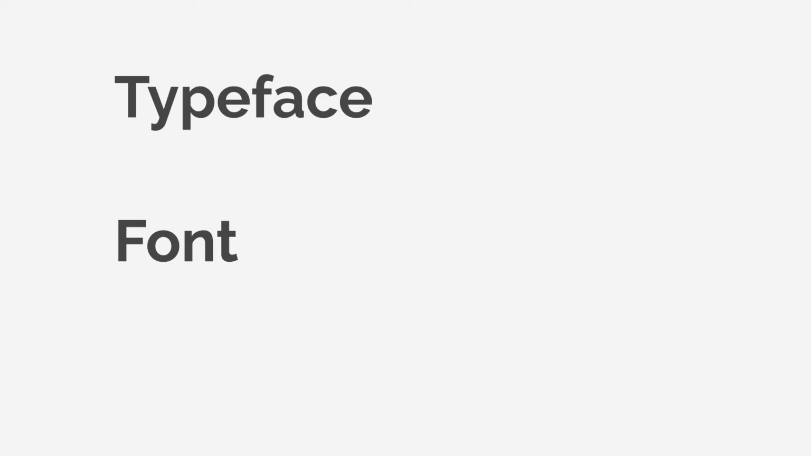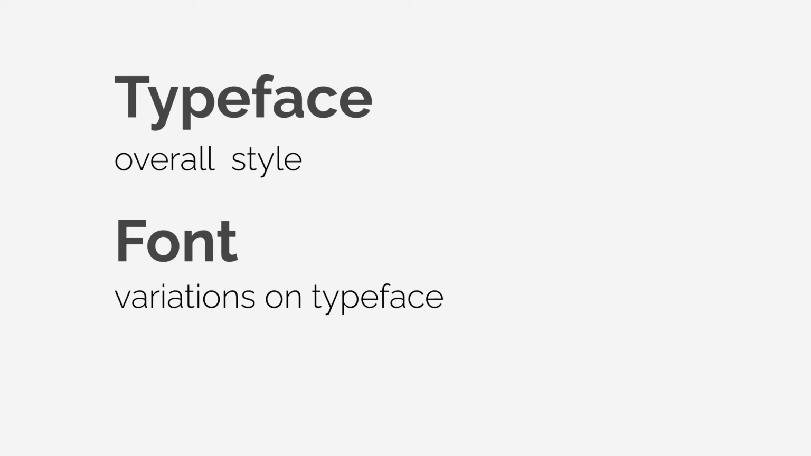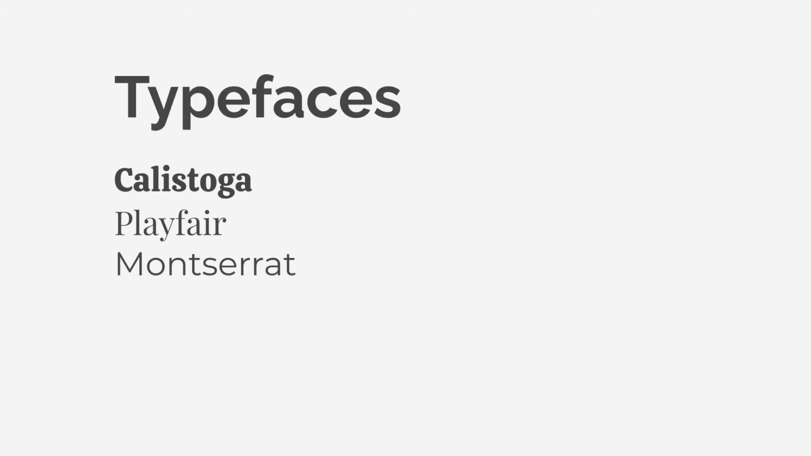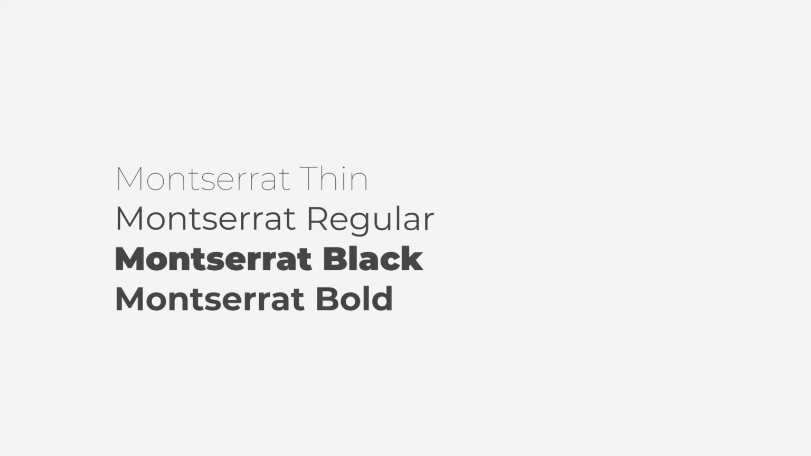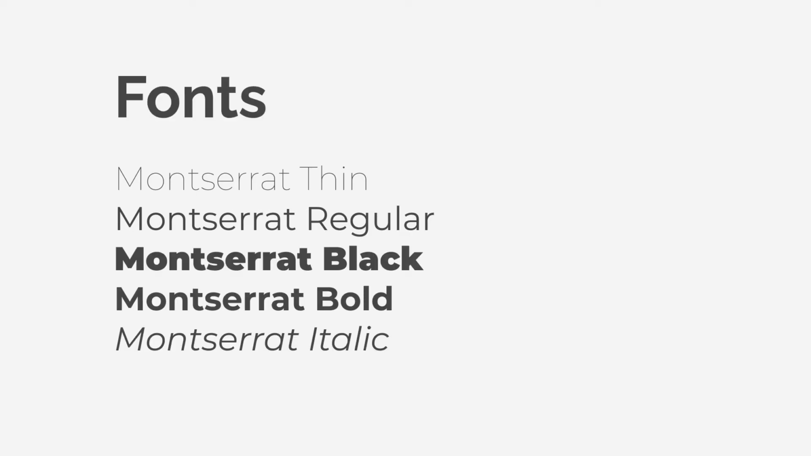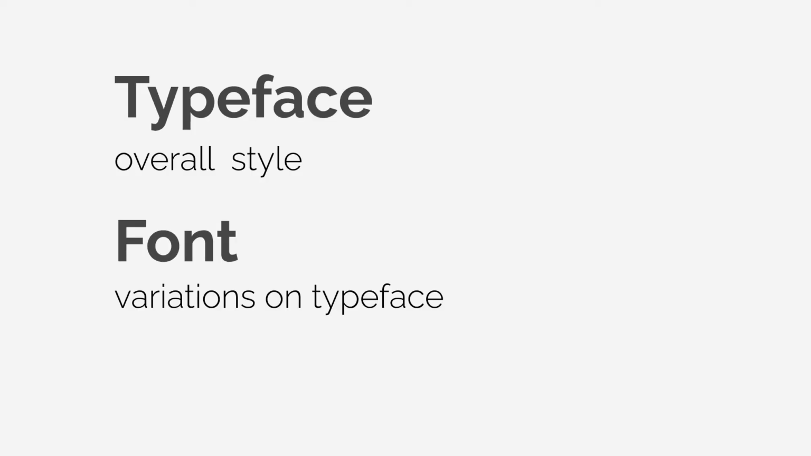So what's the difference between typeface and font? Typeface is the overall style, and font is the variation on that style. So for example, Calistoga, Playfair, and Montserrat are all typefaces. But within Montserrat, there are Montserrat Thin, Normal, Black, Bold, Italic, all different variations on that same typeface. Usually this doesn't matter when talking generally, but we'll be getting into some specifics.